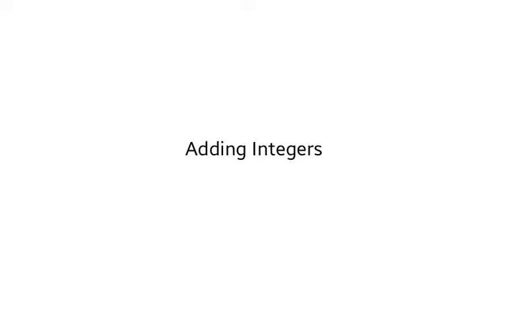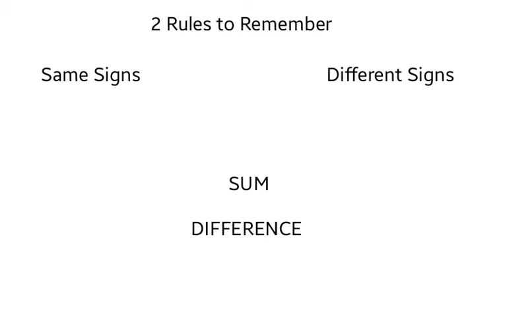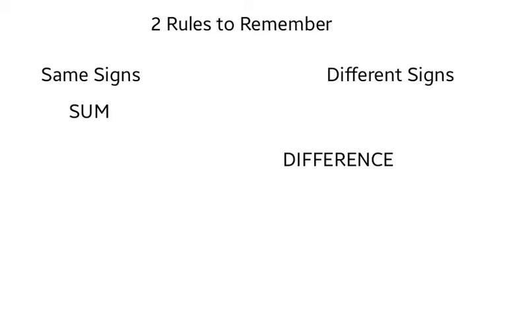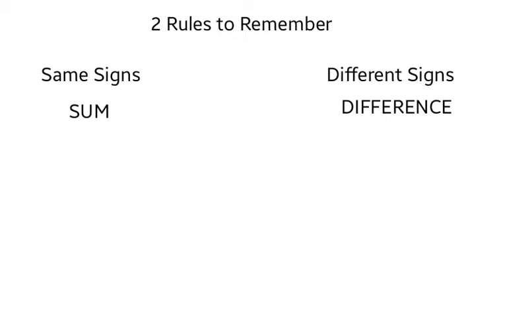In this video, we're going to be adding integers, which is positive and negative whole numbers. When adding integers, there's two rules to remember. When looking at the numbers, you either have same signs, and you're going to be finding the sum, or you have different signs, and you're going to be finding the difference. And from what we know already about sum and difference, when you're finding the sum, you're adding, and when you're finding the difference, you're subtracting.